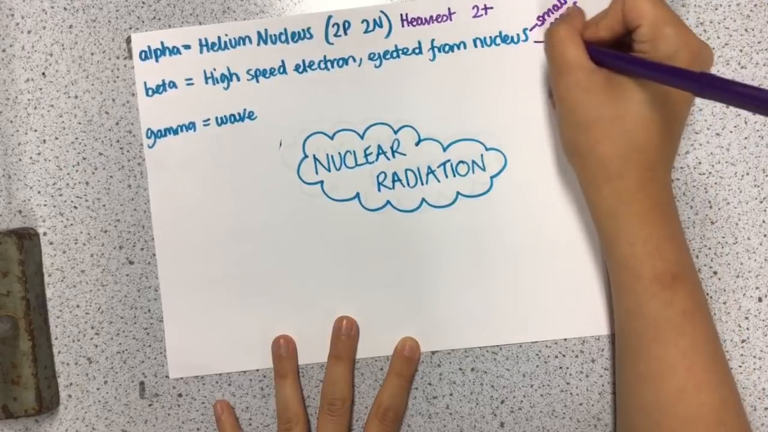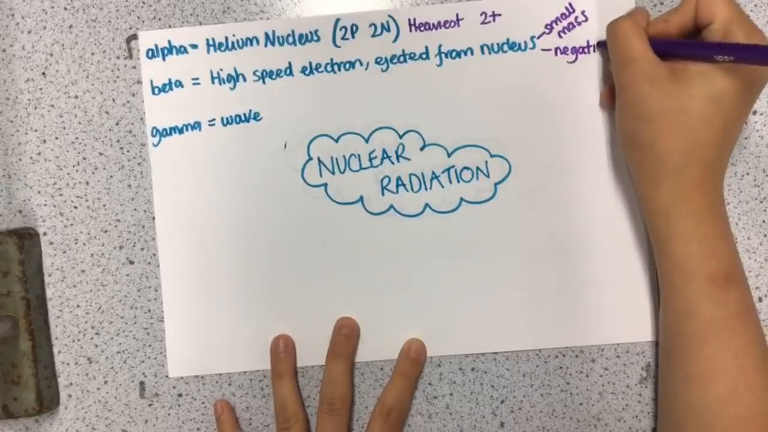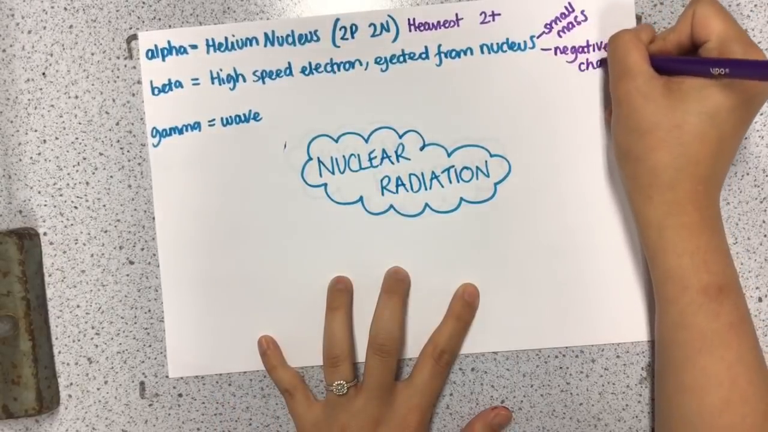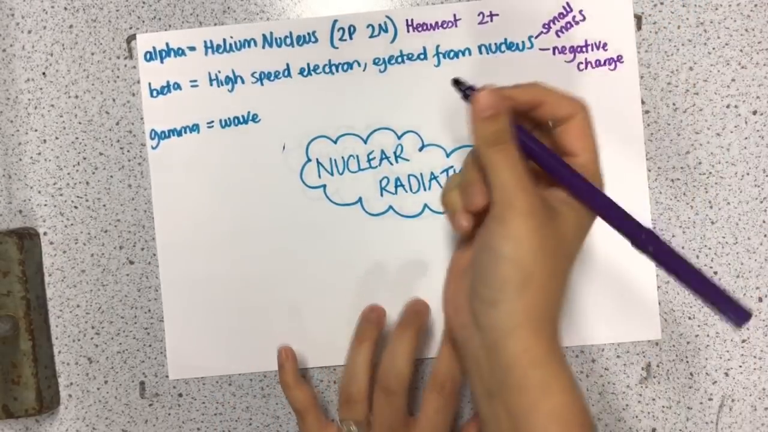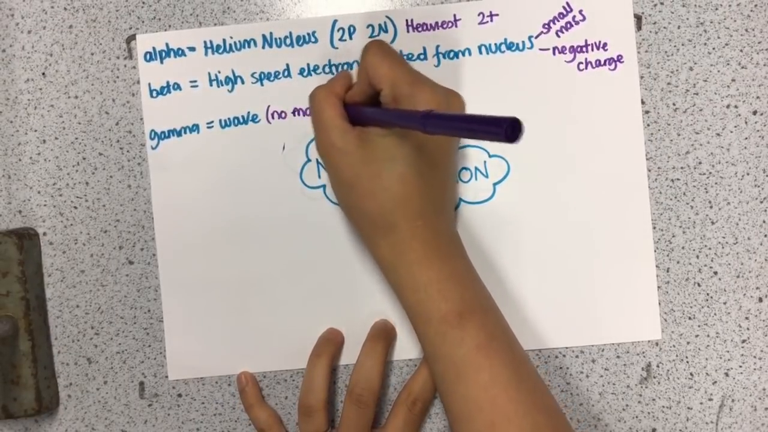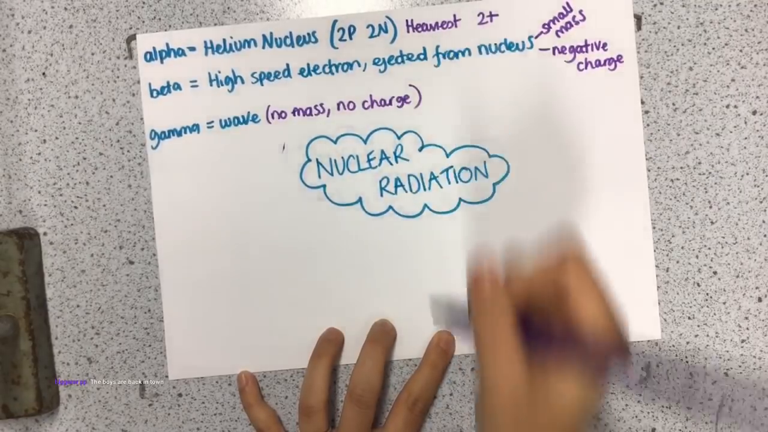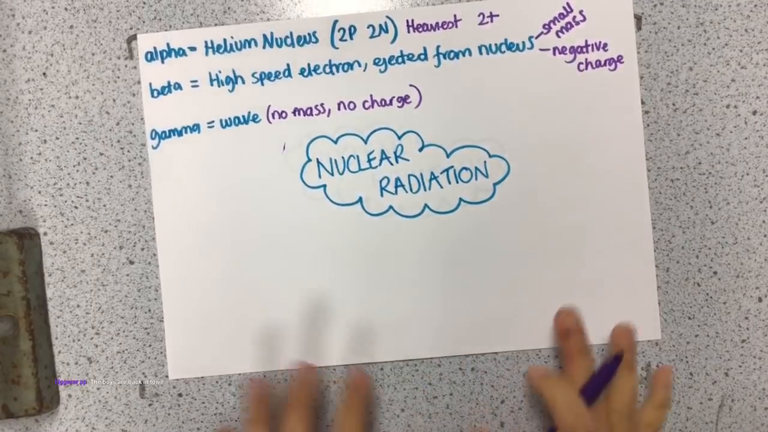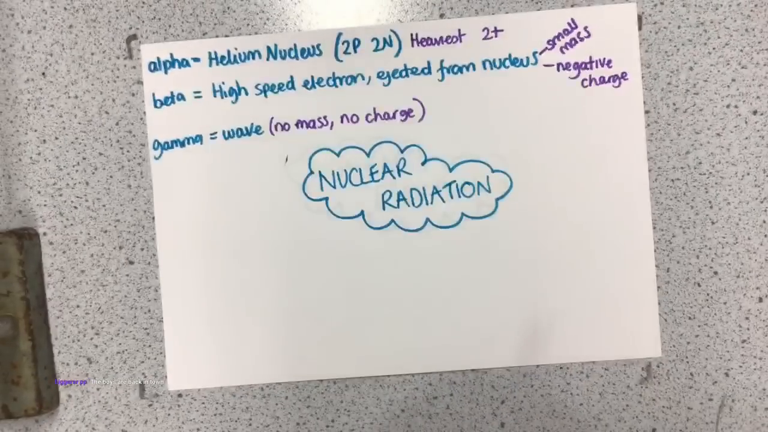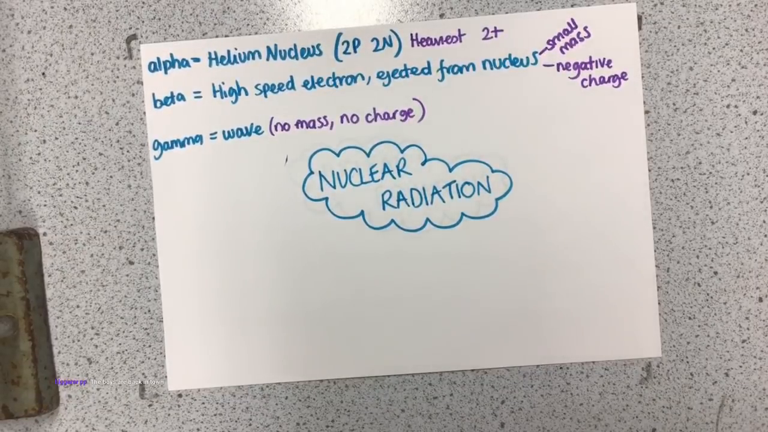And it's got a negative charge. Again, hopefully this is some crossover from your chemistry. And then gamma, because it's a wave, no mass, no charge. Okay, it does mention on the spec that you can have neutron radiation as well. There's not too much more you need to know about that, but it can be a form of radiation.